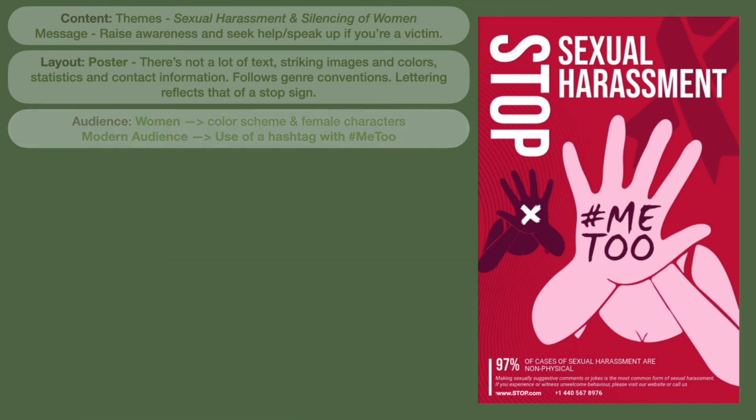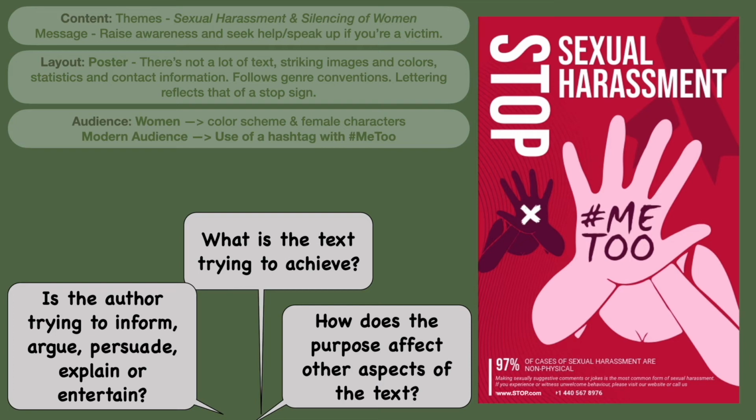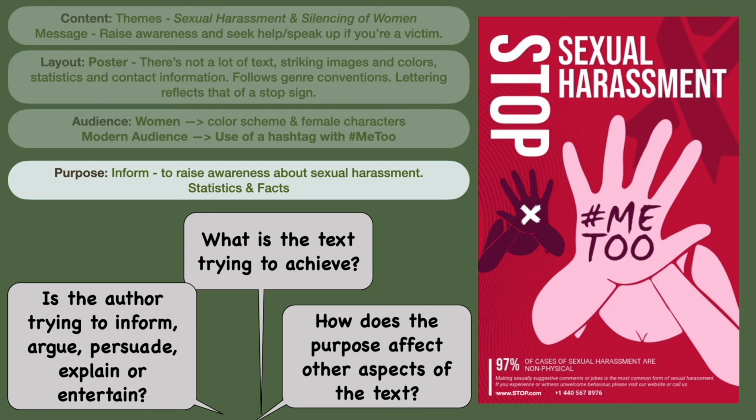Next, we need to think about P, purpose. So we need to think about what the text is trying to achieve. We might come up with the idea that the text is trying to inform us. It's trying to raise awareness about sexual harassment, and we know this because there's statistics and facts all over the poster, and it's quite striking in its appearance.